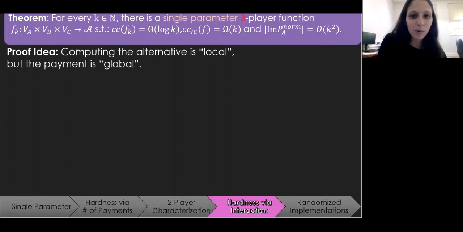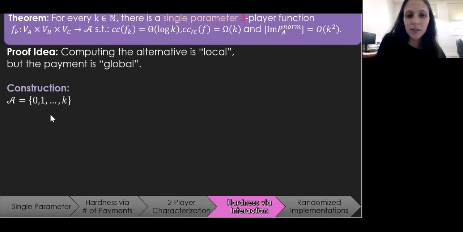And this is the proof idea. We want to create a situation where computing the alternative can be done locally with relatively few bits, but the payment computation is global. Keep this idea in mind as you see the construction.